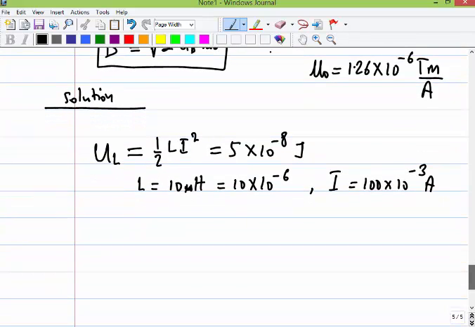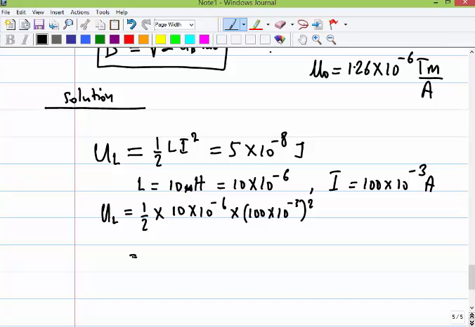So it's pretty straightforward. If you know the formula, you just plug it in, as you can see. It's going to be half times 10 to negative 6, and then you have 100 times 10 to negative 3, squared. So this should give you 5 times 10 to negative 8 joules.